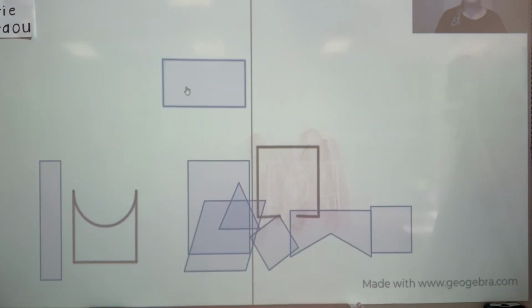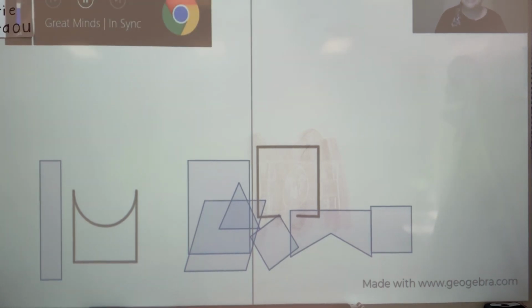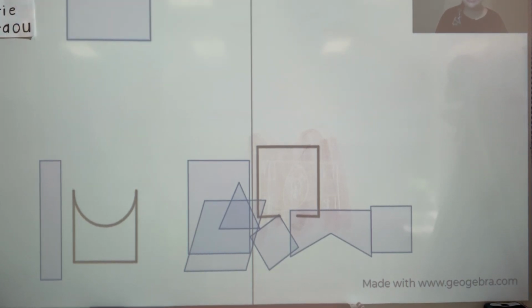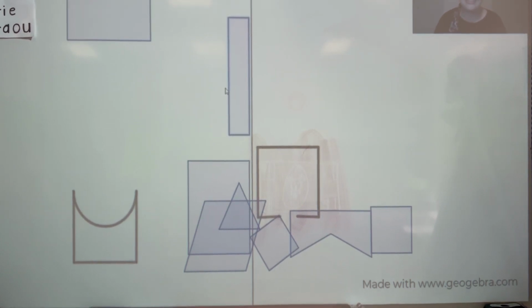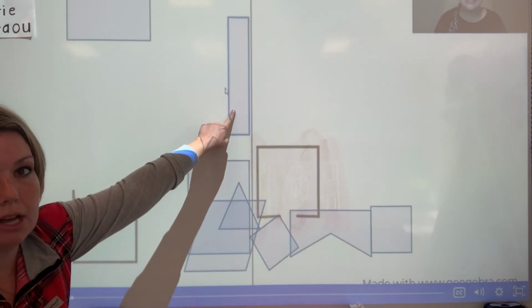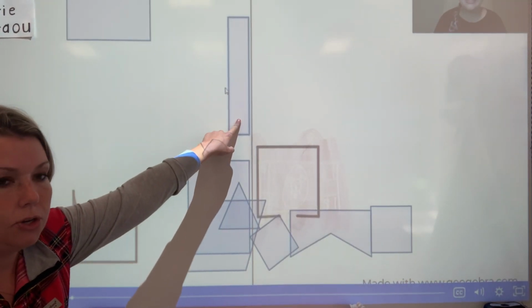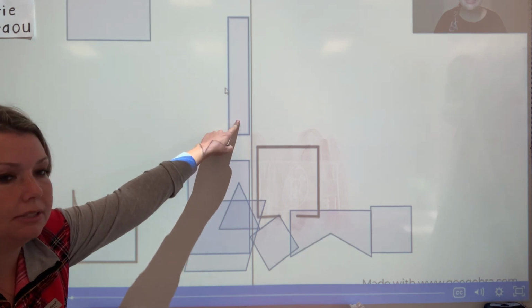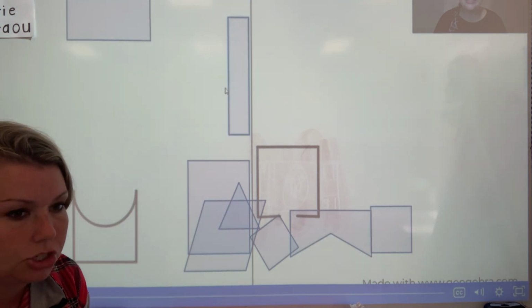This shape is called a rectangle. Say it with me. Rectangle. Good job. Tell me about this shape. Use your math words to tell me what you notice about it. Okay, someone raised their hand. This is the shape we're talking about right here. Who can use those math words and tell us about this shape?